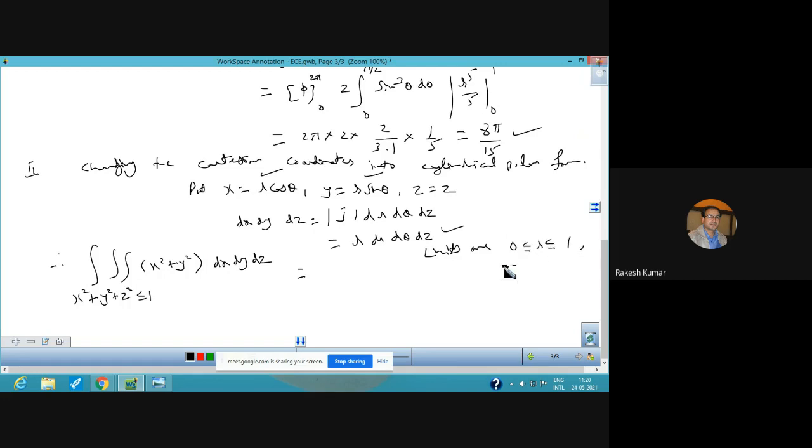Radius is 1, and your theta will vary from 0 to 2 pi. So these are the limits of integration. The third variable, the limits of z, will be computed from this equation.